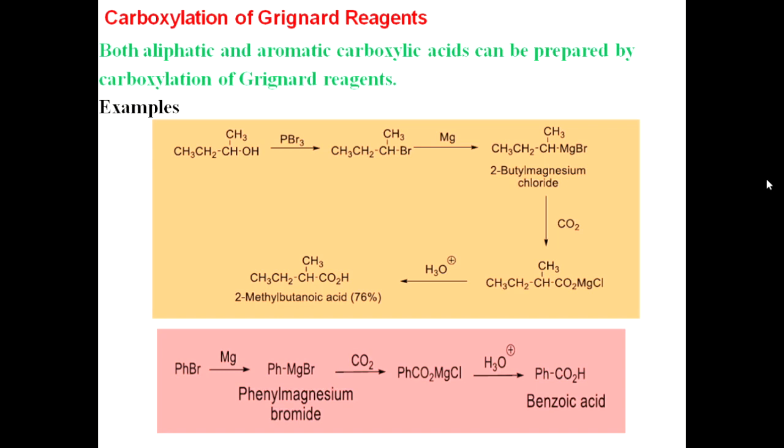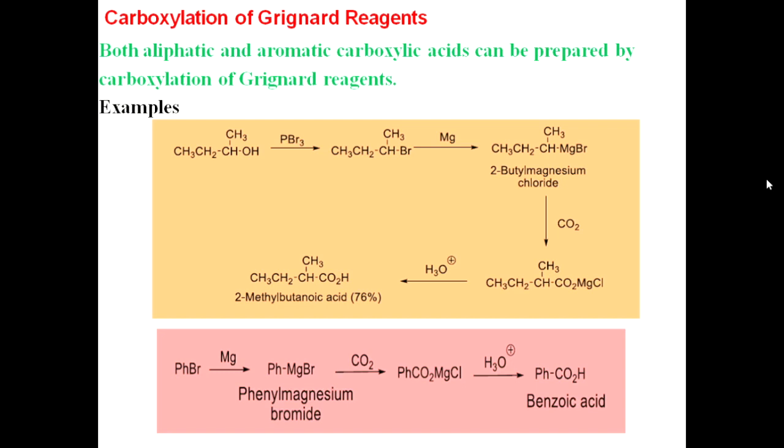isobutyl alcohol is reacted with PBr3 to undergo a nucleophilic substitution reaction where a secondary alkyl bromide is formed. This will undergo reaction with magnesium to give 2-butyl magnesium bromide as a Grignard reagent. This Grignard reagent undergoes carbon dioxide carboxylation, followed by hydrolysis to give the corresponding carboxylic acid, that is 2-methyl butanoic acid in 76% yield.